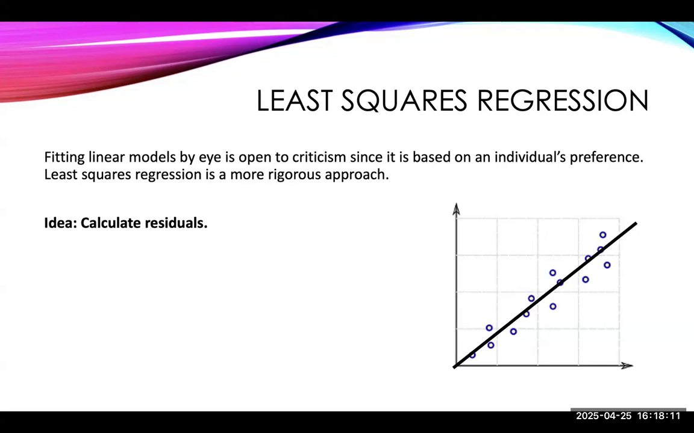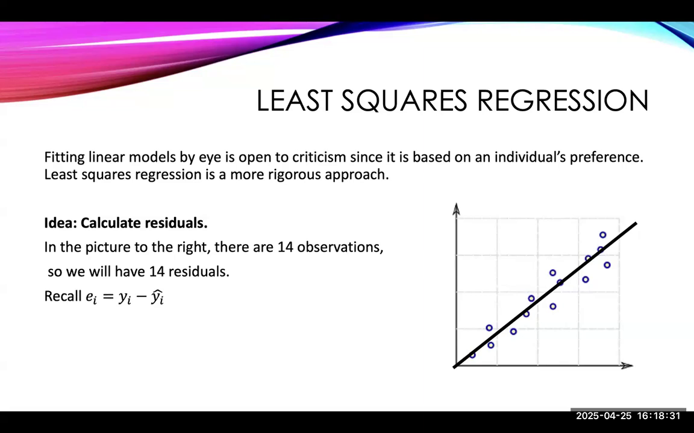How do they do that? Well, they calculate residuals. So we want to minimize the residuals. That means every little dot that we have, we want to find the smallest distance. We want to move that line up and down so that every dot has the smallest distance from the line. So remember, to find the residual, you take the y value of the dot and find the y value that lives on the line and subtract the two. Remember that we have 14 different dots, so we'll have 14 different residuals.